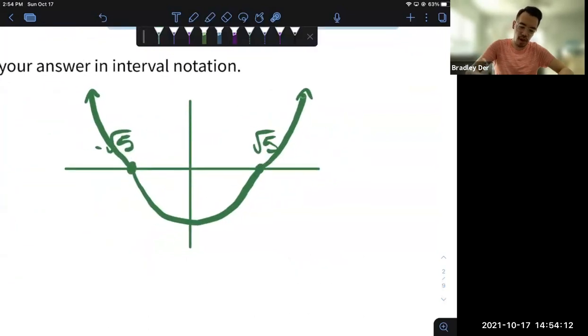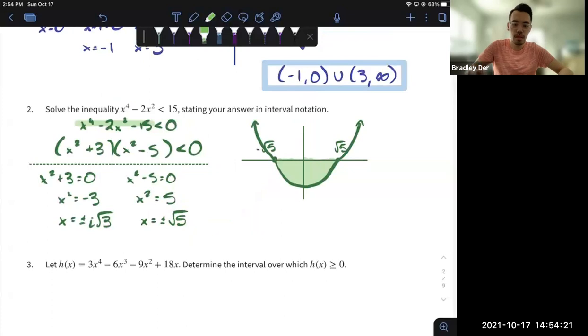So the part of the graph that has y values that are less than 0 would be right in here. And since we said that this inequality has the same solution set as this inequality, I think we can answer the prompt by saying -√5 exclusive to +√5.